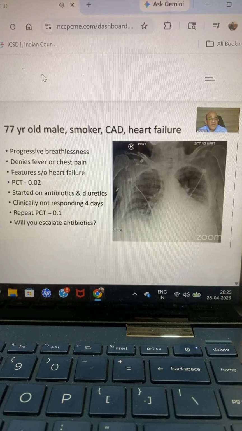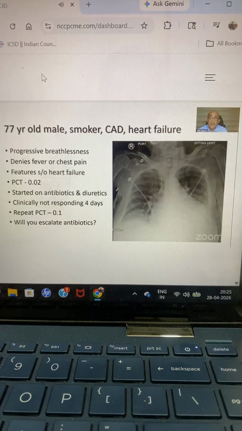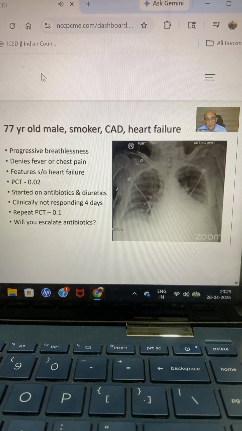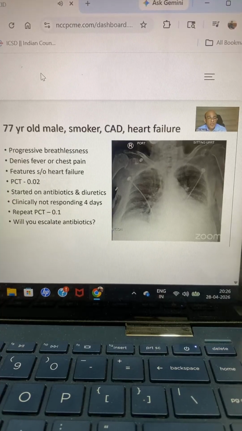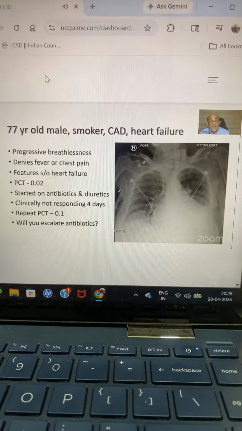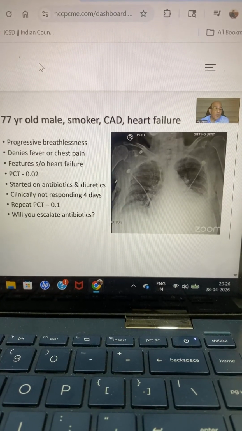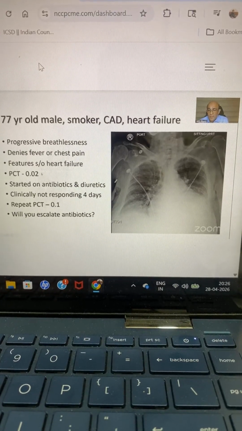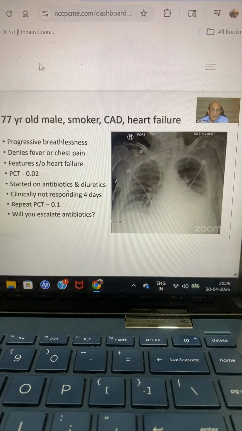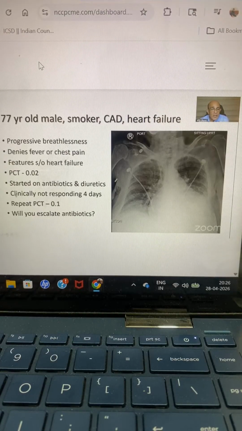The third case is a 77-year-old male smoker with coronary artery disease and past history of heart failure. He presents with progressive breathlessness. He denies fever or chest pain. Features clinically suggest heart failure. There is a third heart sound, there is tachycardia, and the procalcitonin is 0.02. But again, the treating doctor thought that antibiotics were necessary, and diuretics were also started.